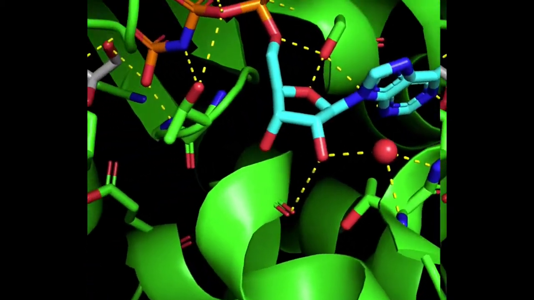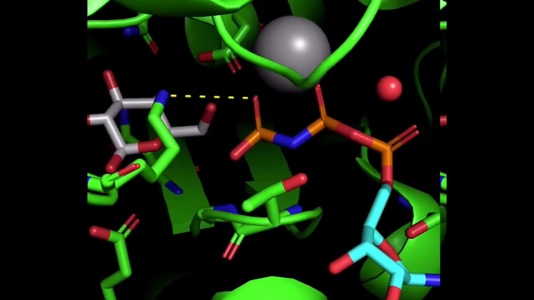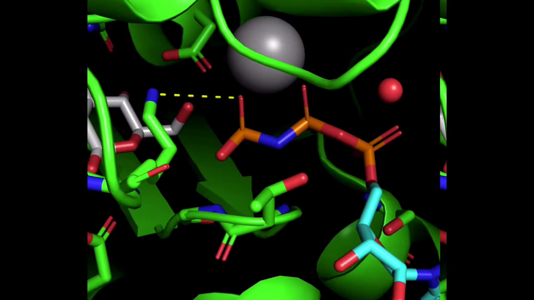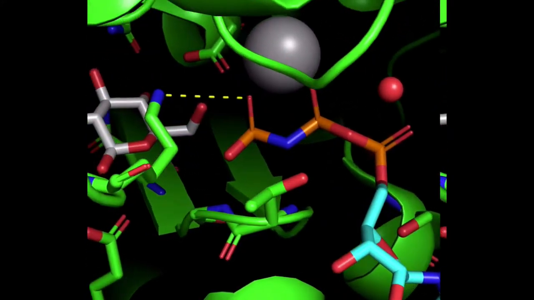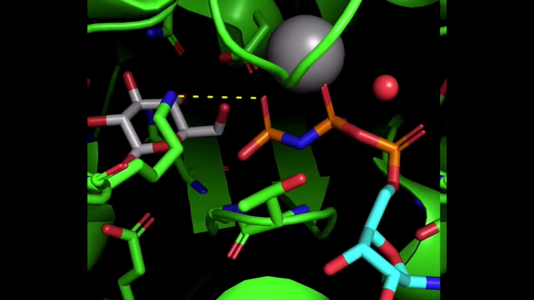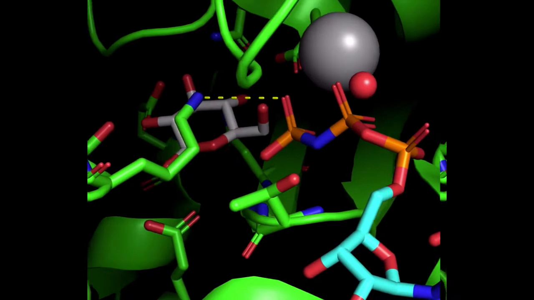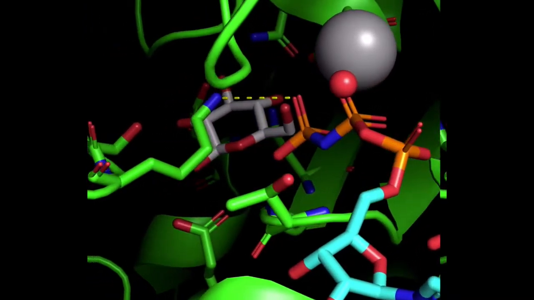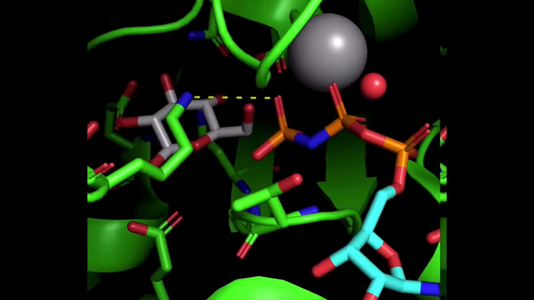I want to point out one interaction here in a little more detail. This is an interaction between a phosphate oxygen and a lysine. This is likely an ionic bond. The phosphate has negative charge at biological pH, and lysine is one of the basic amino acid residues. It gains a proton at biological pH and becomes positively charged. So it's important to remember rules for ionization when looking at crystal structures.